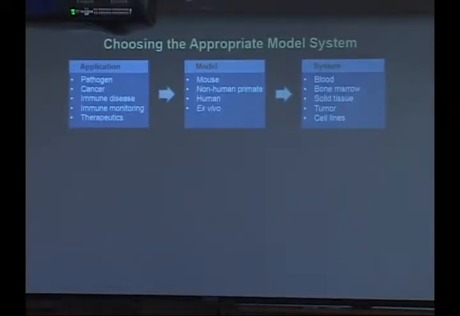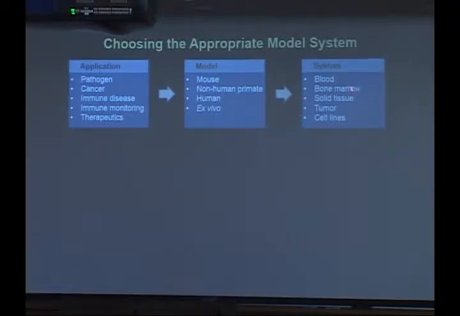So these are some of the other things to think about. What is the appropriate model system? What's the application? And here are some examples, and again, this is not exhaustive. Are you interested in pathogens, viruses, bacteria, cancer, immune disease, immune monitoring, therapeutics? What will be the models that you're going to use? Are you going to do a murine system? Are you going to do a non-human primate, a human, or ex vivo, which would be cell lines?